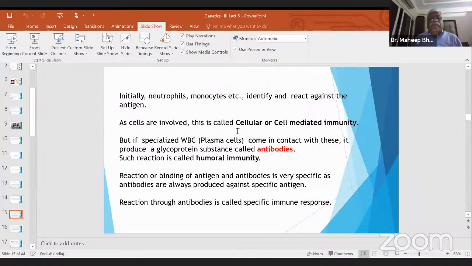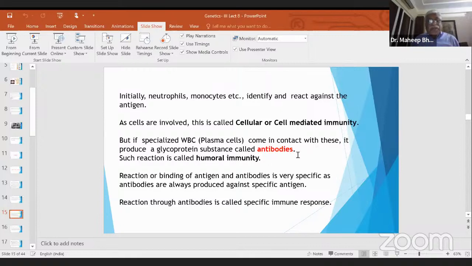Okay? Once these cells are involved and try to destroy or neutralize the actions of bacteria or viruses or any other poison which enters into our body by breaking the non-specific barrier, then there is another component which comes into action. There are certain specialized cells, which are also part of these white blood cells, in addition to red blood cells. These white blood cells are converted into a special form, and then they synthesize a chemical substance known as antibodies. These antibodies are also capable of neutralizing the foreign substances. As I said, when cells are involved, it is called cell-mediated immunity. But when the antibodies are involved, which are chemical substances, this reaction is known as humoral immunity.